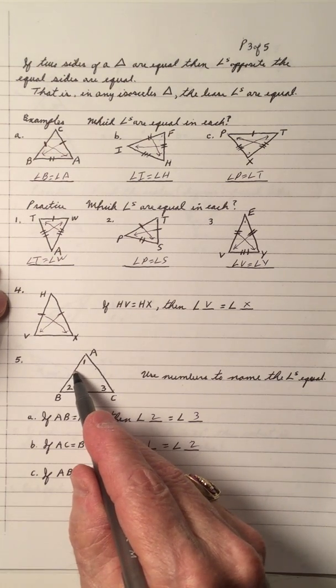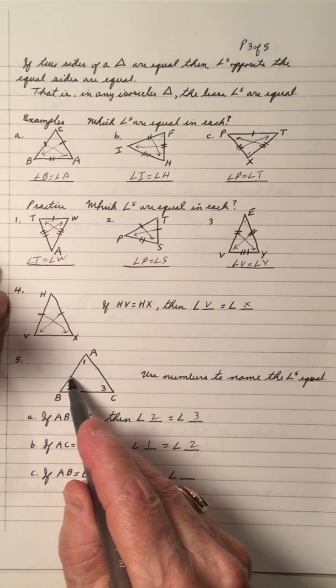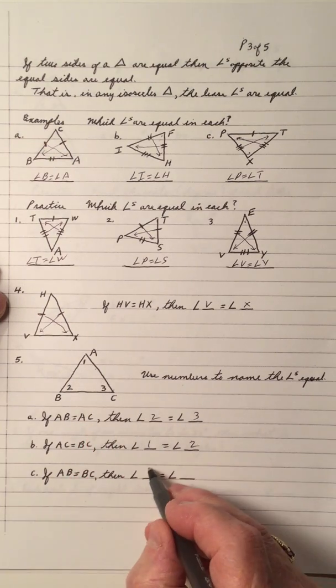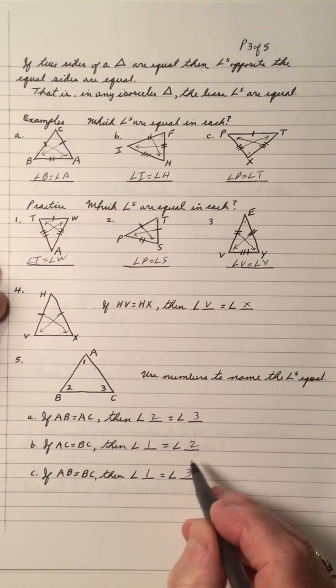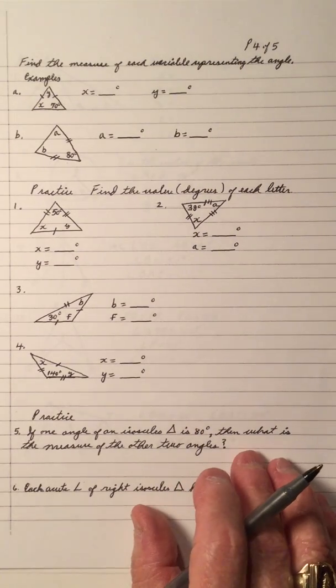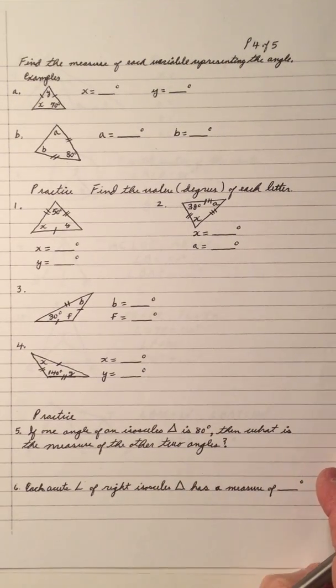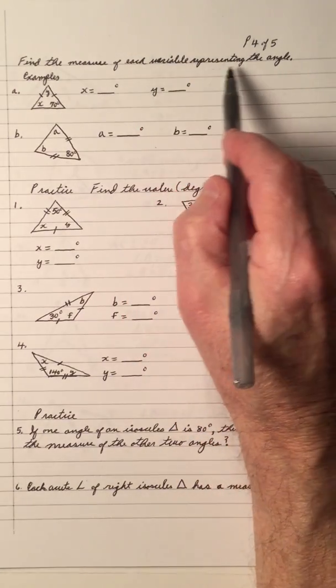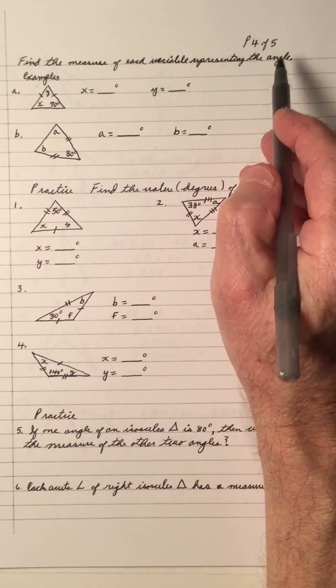If AB equals BC, if this side equals this side, then angle 1 equals angle 3. They're the opposite angles. If two sides are equal, two angles are equal. The angles that are equal are the angles opposite those sides.